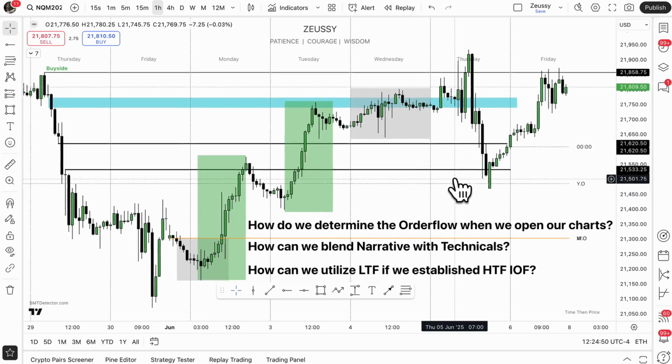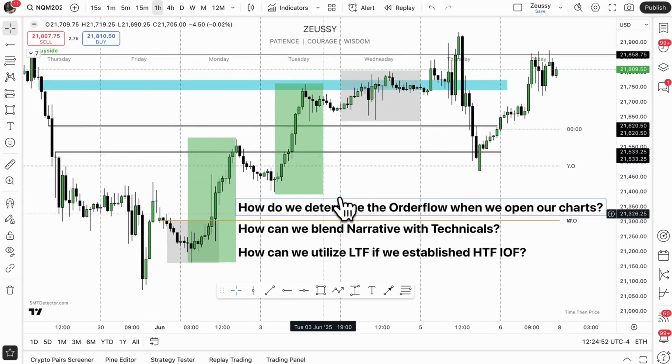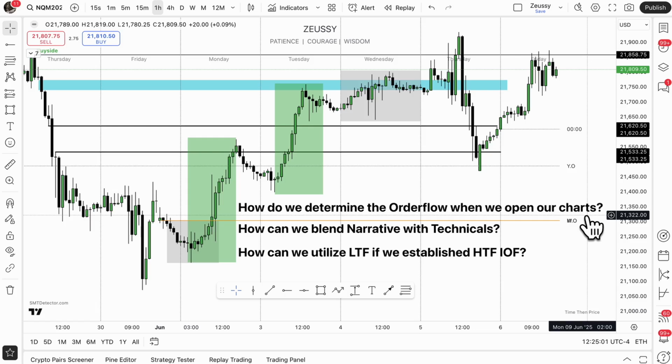So if we pay attention to the first question, how do we determine the order flow when we open our charts? What you pay attention to is a variety of things. First of all, you pay attention to whether or not discount arrays or premium arrays are functioning as either support or resistance for price. That's a given.